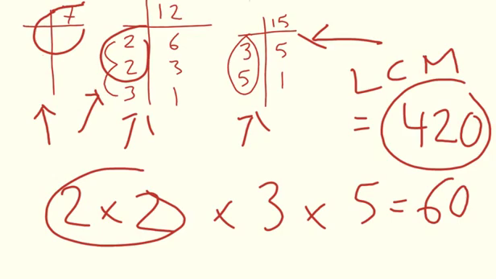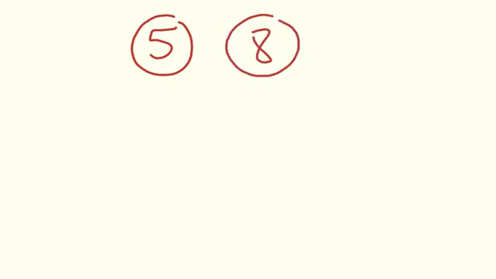Okay, let's try another one. You try this one. I'm going to try a 5 here. Immediately you should know, oh, prime number. So you don't need to dissect it into a grid format. Let me try an 8 here. And let me try a 12. Now what is the lowest common multiple of 5, 8, 12?